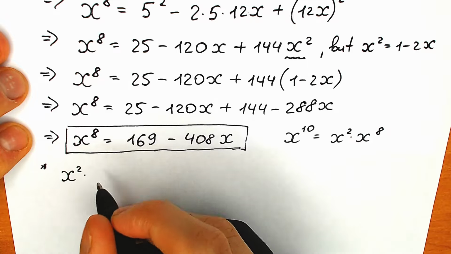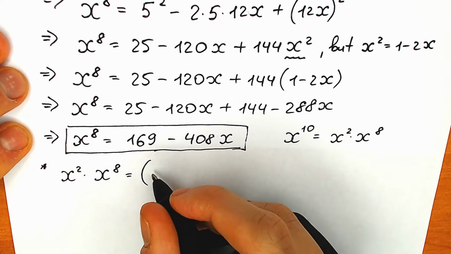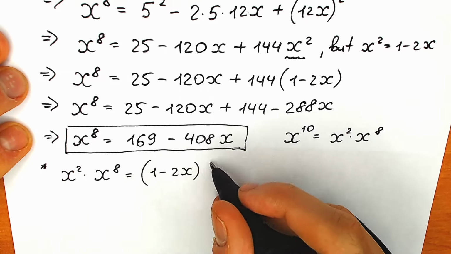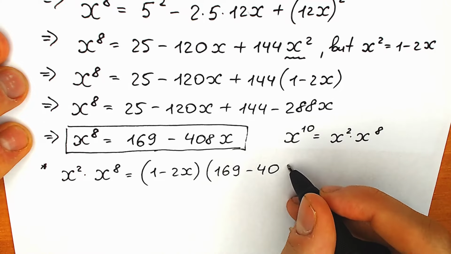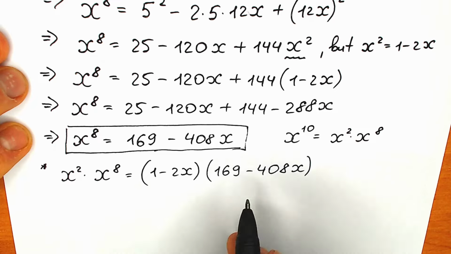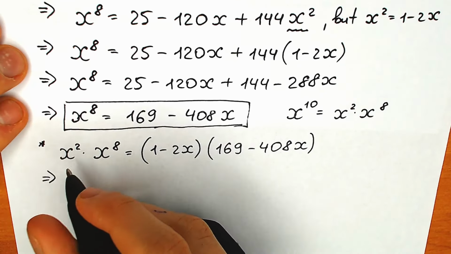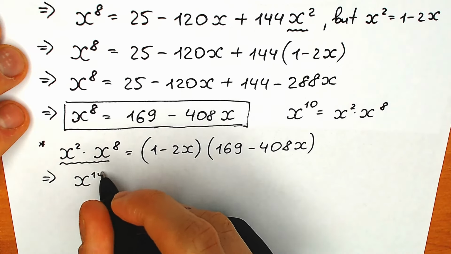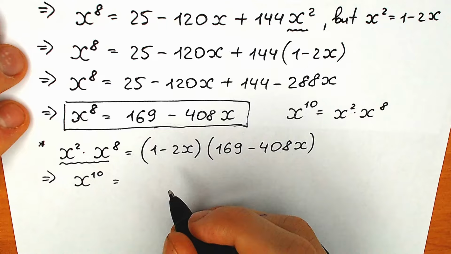So our last step is to multiply x squared times x to the power 8, equal to x squared, 1 minus 2x, multiplied by x to the power 8, 169 minus 408x. Okay, right now let's do it. Let's multiply parentheses by parentheses. As a result, on the left side, when we multiply, we have x to the power 10, exactly the expression that we need to find.